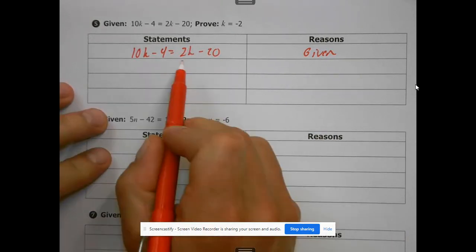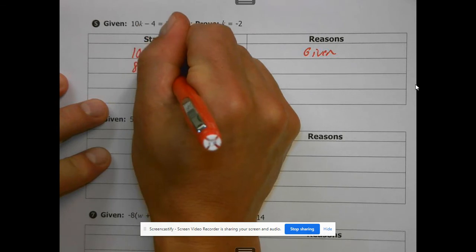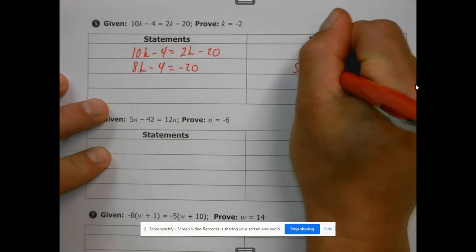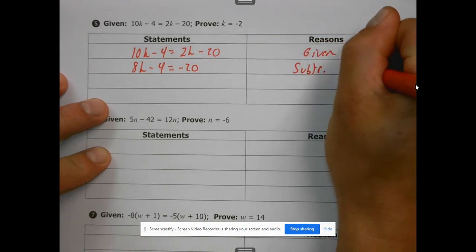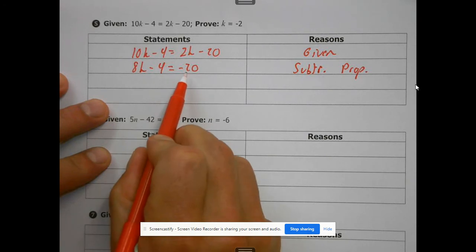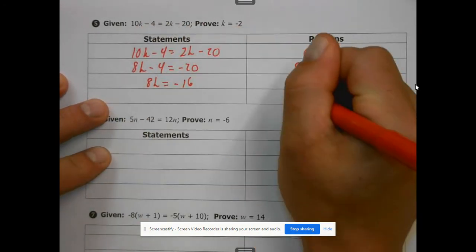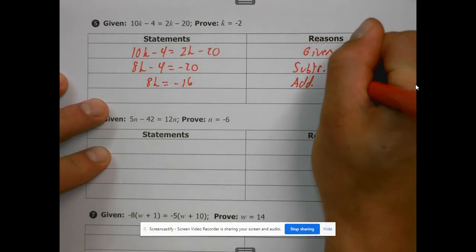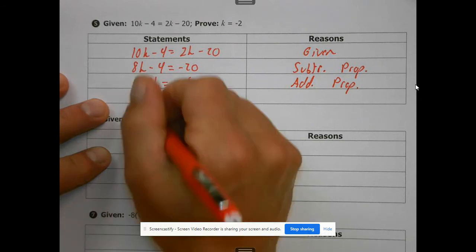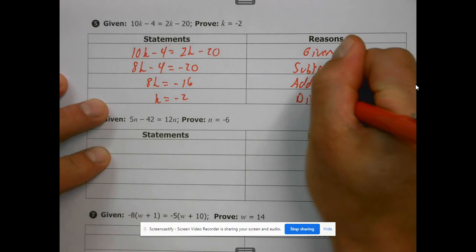So what I'm going to do first is I'm going to subtract 2k over here. So 8k minus 4 is negative 20, and I subtracted the 2k over. Next up, I'm going to add 4 to the right. So 8k equals negative 16, and that was my addition property. Last step, just divide both sides by 8. K is negative 2. And that was division property.